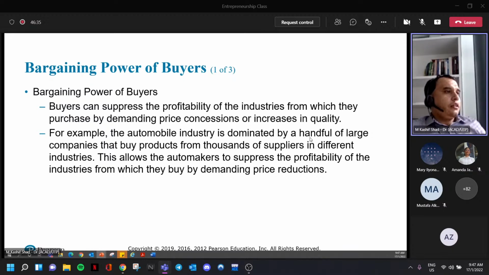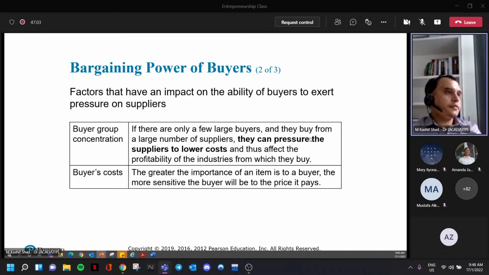For example, he has talked about how the automobile industry is dominated by a handful of large companies that buy products from thousands of suppliers in different industries. This allows automakers to suppress the profitability of the industries from which they buy by demanding price reductions. I just explained how they can ask for a lower price or a high quality product.